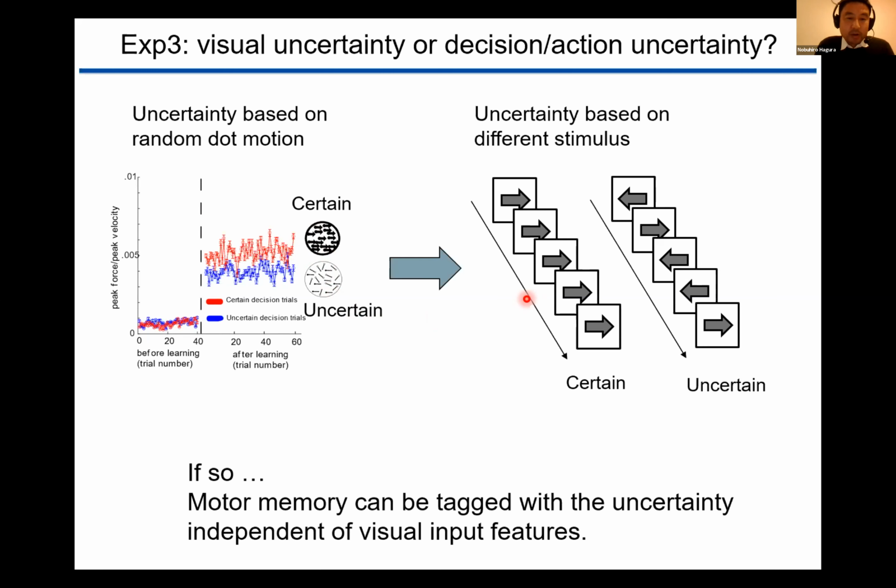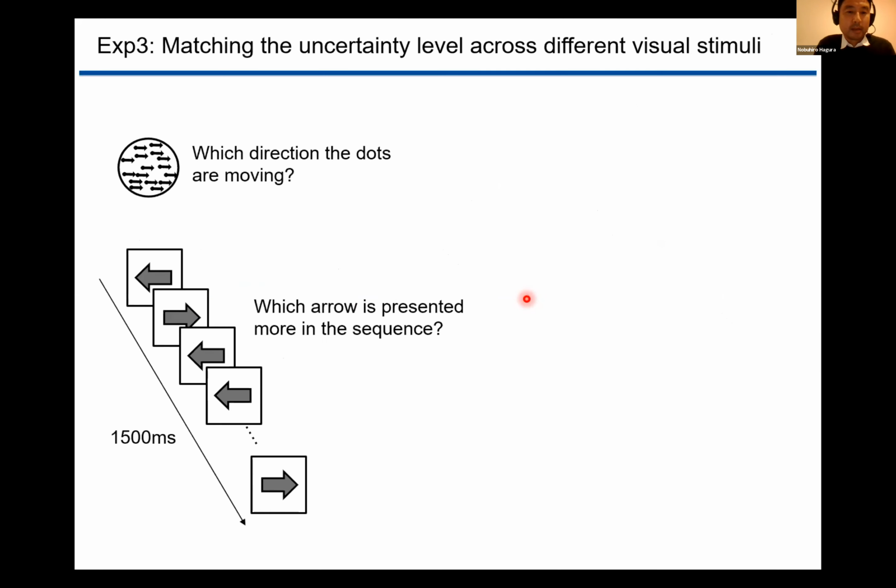If this is true, we can say that the motor memory can be tagged with the uncertainty independent of the visual input features. So in experiment 3, we tried to do that. First, we tried to match the uncertainty level across different visual stimuli.